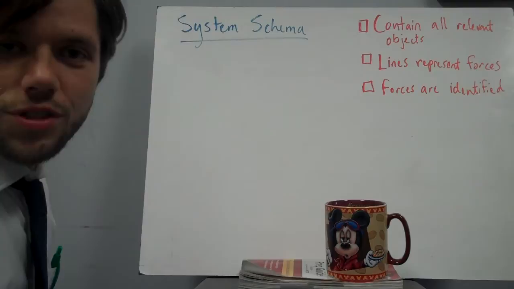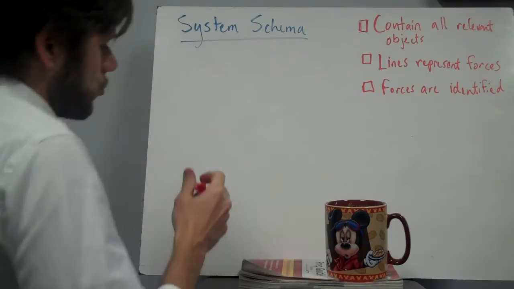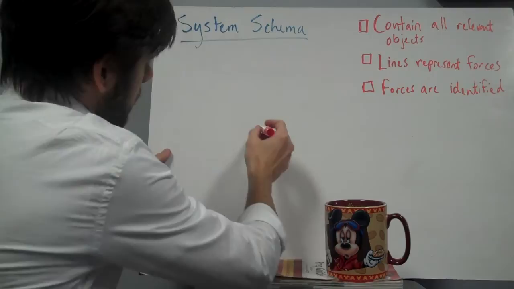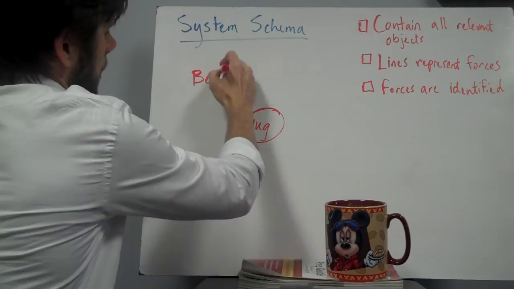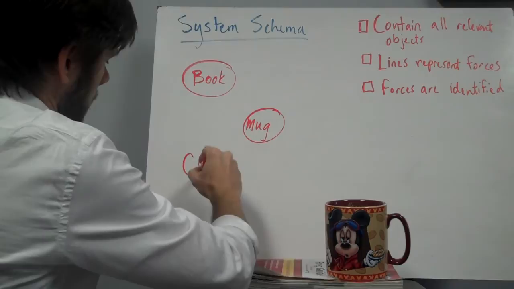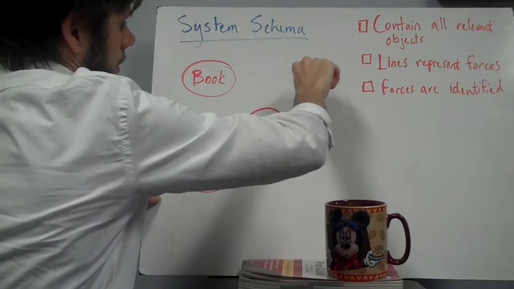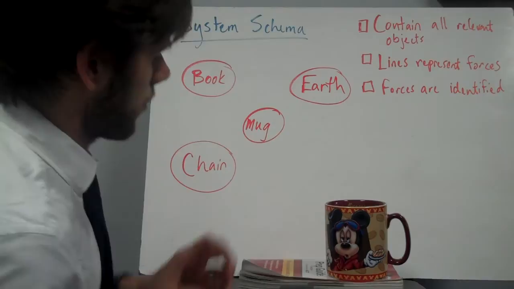So the very first thing we're going to do is draw all of the objects as circles with their labels. So here's how that looks. One object would be the mug. Another object would be this book. Another object would be this chair. Another object would be the earth, because they're all sitting on top of one another. And when I think about this mug, that's really all the objects that I see.